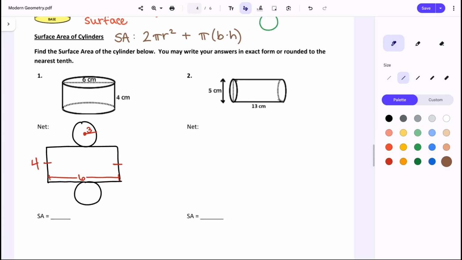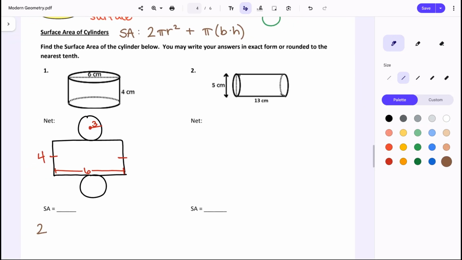So the formula again said 2 times pi times radius squared, which would be 3 squared, plus pi times base times height. So again, going off of my rectangle, that's the 4 and the 6. Just like we did in the last unit, I don't really want to operate with pi right now. I just want to leave it in my answer. So I want you to just work with the numbers. So you're taking 2 times 3 squared, and then you're going to add 4 times 6.